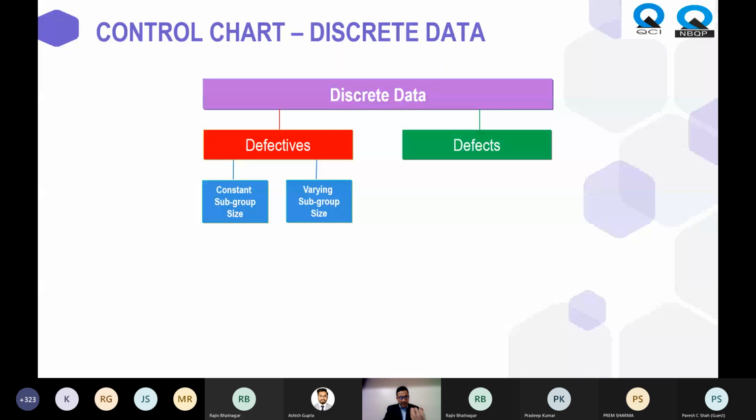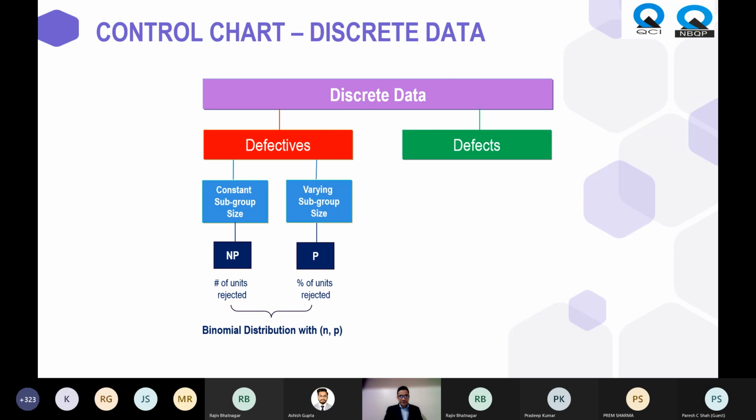Again, defective is divided into constant subgroup size, when I am drawing the same number of samples at a time. The second is varying sample size: one time I am taking 2 samples, after that 3 samples, then 10 samples. I am changing the frequency, so then it's varying subgroup size. For constant, I use the NP chart. For varying, I use the P chart.